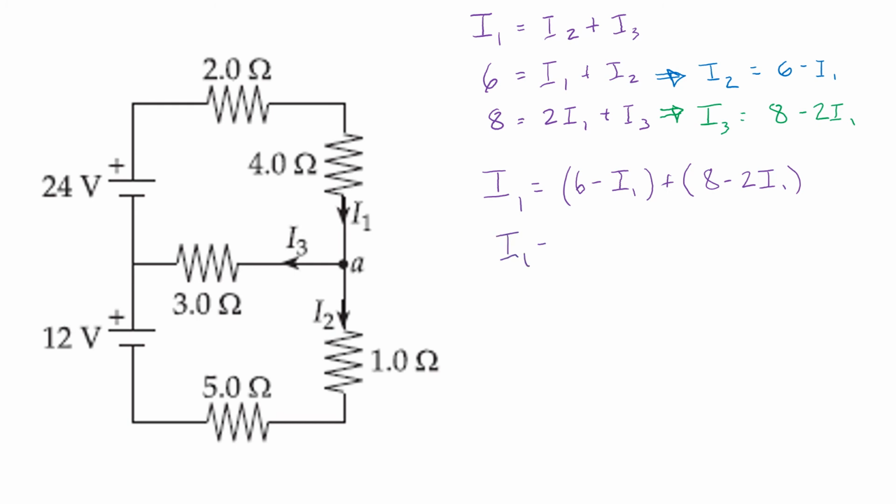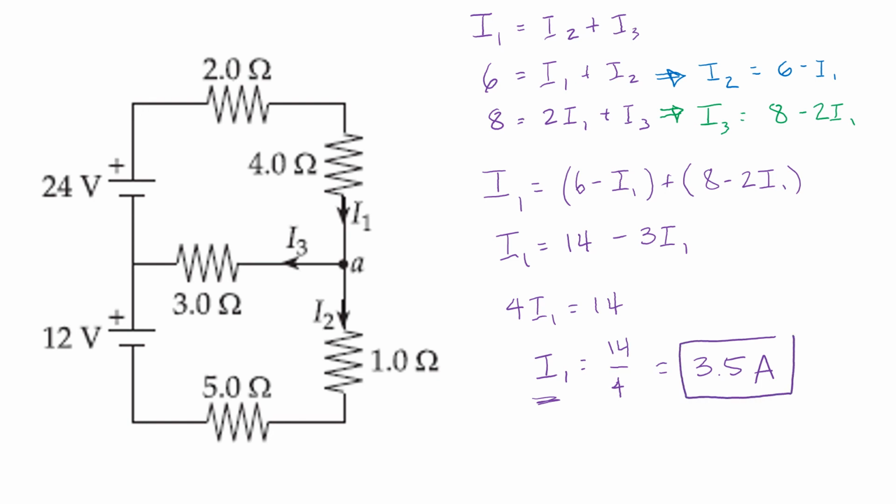So I1 equals 14 minus 3I1. So that gives me 4I1 is equal to 14. I1 then is 14 fourths, and that reduces to 7 halves. So we might write 3.5. Now again, I haven't been using the units throughout, but if I'd been consistent, I know that when I get to current, I ought to have amps. So I1 is equal to 3.5 amps.